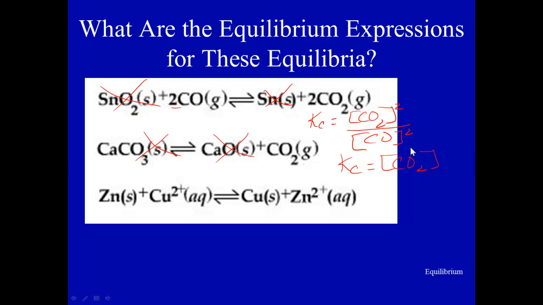Okay. And then lastly, for this one, same thing, solids, solids, Kc is equal to products over my reactants, Cu plus 2. You've got to have the square brackets. You have to have the ion charges if they're there, because this Zn solid is different than this zinc ion as an aqueous solution. Okay? So writing equilibrium expressions, pretty simple.